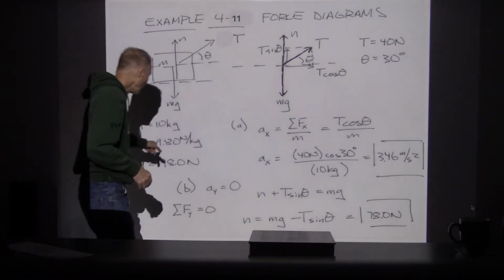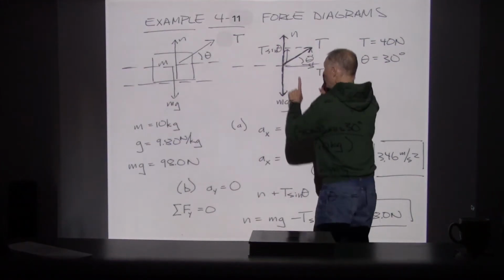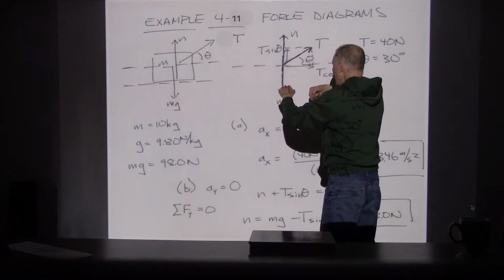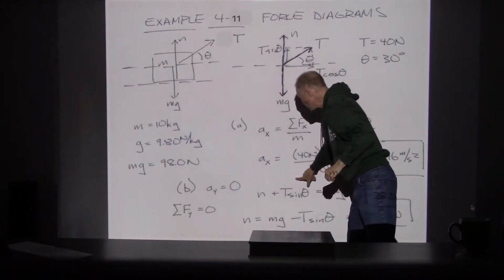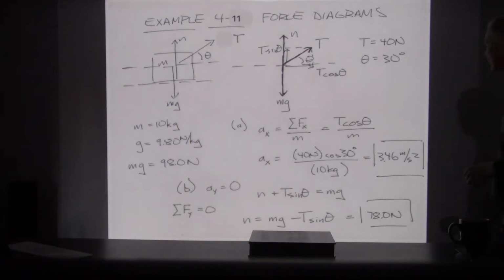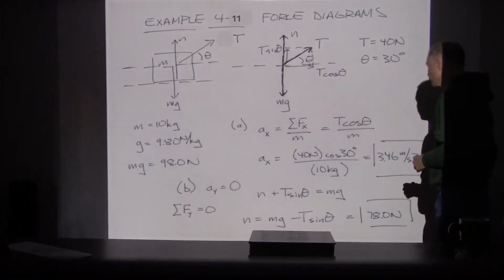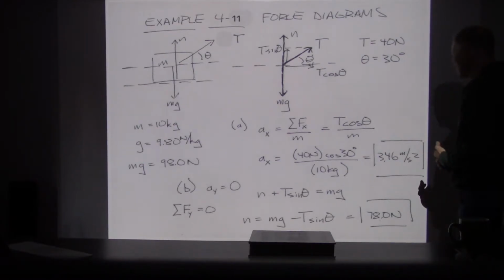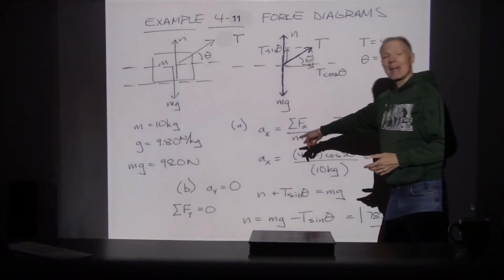Saying that all the forces add up to zero means all the forces in the upwards direction exactly match all the forces in the downwards direction. Forces in the upward direction are little n and T sine theta. Forces in the downwards direction are mg. Now, there's always this question: do we have enough information to solve? And it looks like we do. We're trying to solve for what n is.